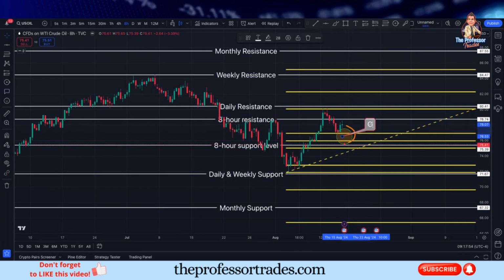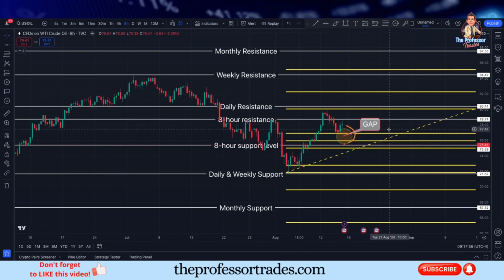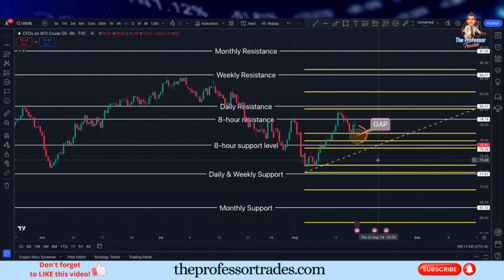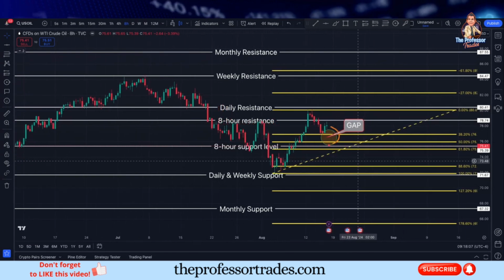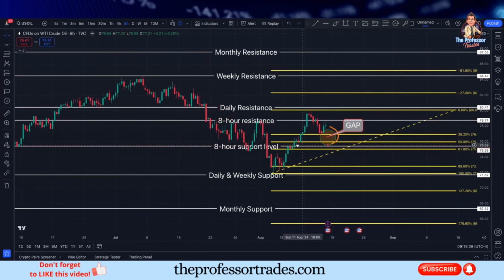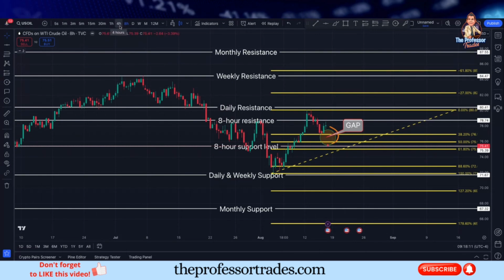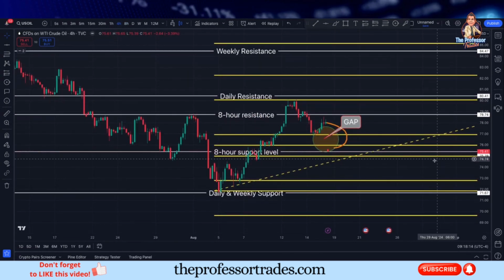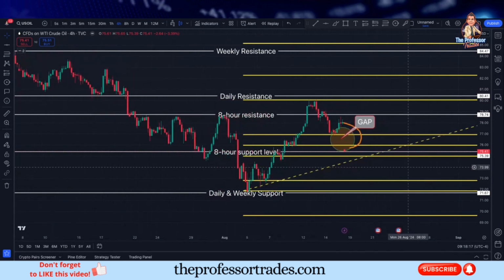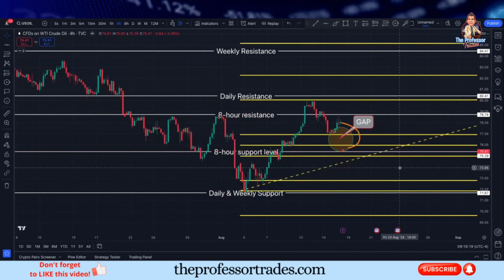Okay, so remember, any price difference between where the market closed on Friday to where the market opens on Sunday is considered and called a gap. And there are strategies for trading the gap, and we do those as we move forward. So now let's drop down into our 4-hour chart, and now we begin to look for support and resistance levels on a smaller time frame.